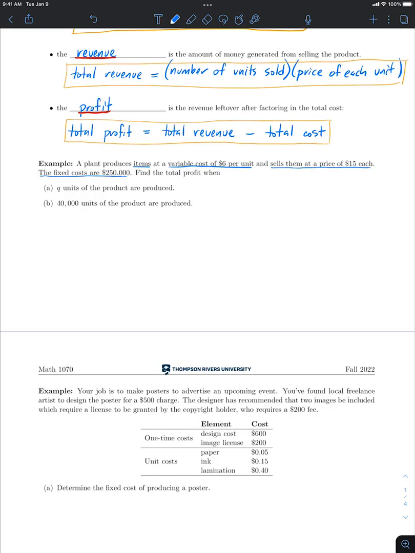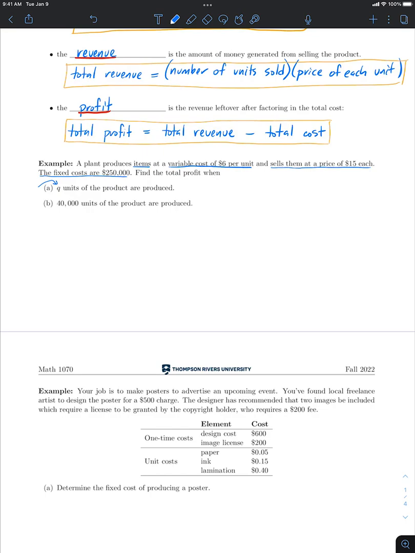So in part A, the letter Q has actually been introduced to represent that unknown number of units of this product that are produced and sold. And what you're going to do in part A is you're going to find out what the profit is as a function of that unknown variable Q. So in other words, basically come up with a formula that you can use to compute the profit as long as you know how many units were produced and sold. And then in part B, we're going to use that formula to figure out exactly what the total profit would be when we produce and sell 40,000 units of the product.